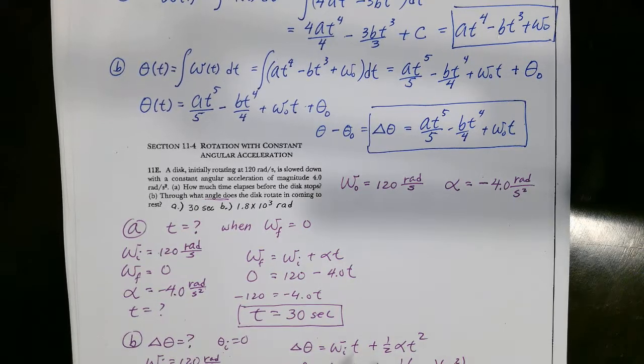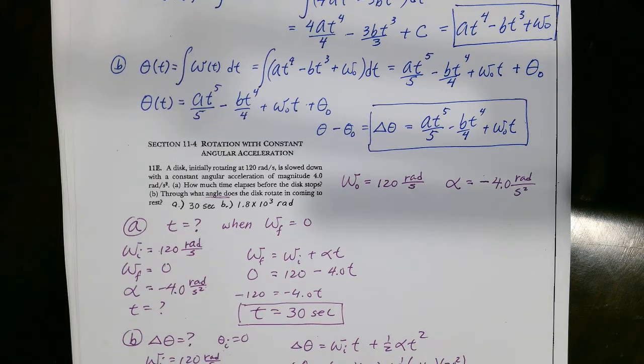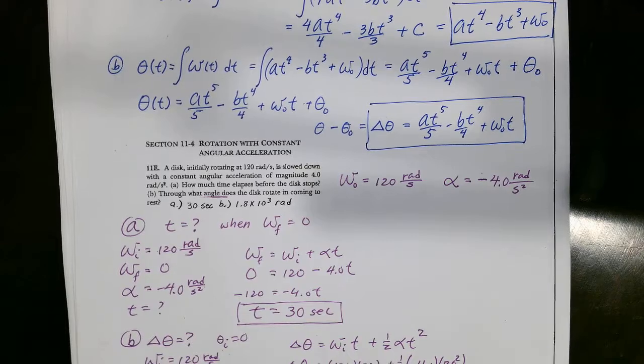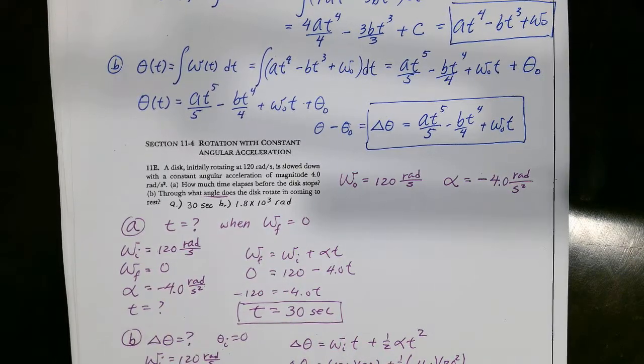So if you work this thing out, this is going to be 3600, right? And this is going to be negative 1800. So this is 1800 radians. This is my delta theta.